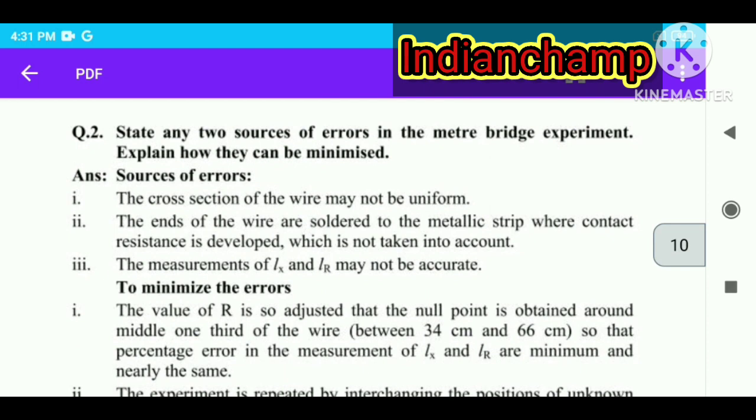Question number second. State any two sources of error in the meter bridge experiment. Explain how they can be minimized. Answer. Sources of error: First, the cross section of the wire may not be uniform. Second, the ends of the wire are soldered to the metallic strip where contact resistance is developed, which is not taken into account. Third, the measurement of LX and LR may not be accurate.